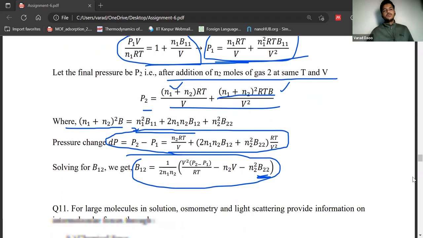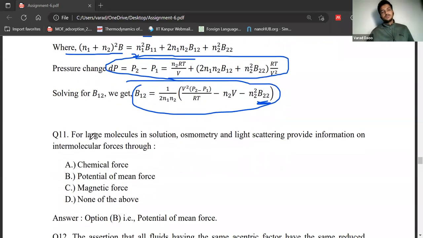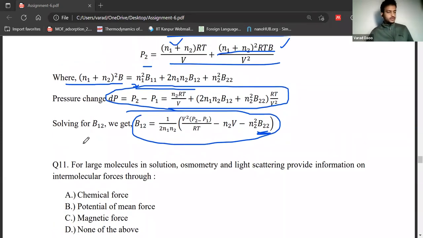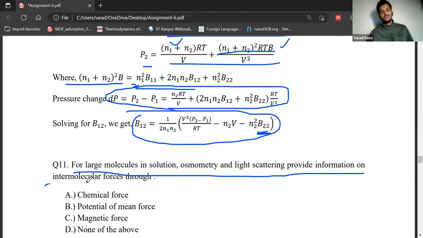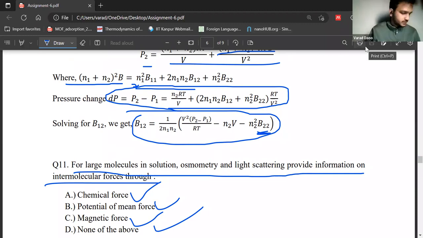So nobody has any doubt. So we'll move on to the next question, right? This is a theoretical question. For a large molecule in a solution, osmometry and light scattering provide information on intermolecular forces through which of these: chemical forces, potential of mean force, magnetic force, or none of the above. I'll give you a couple of minutes to solve.